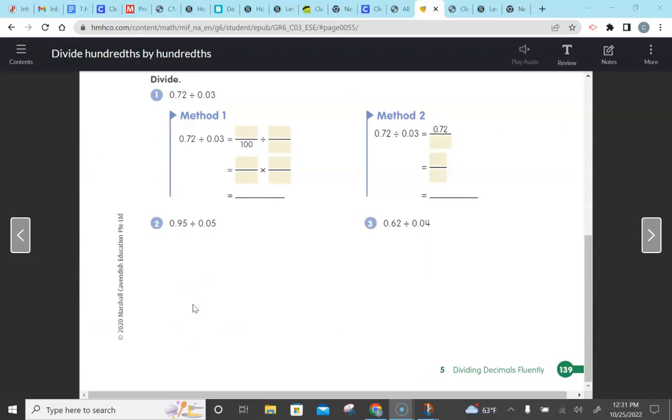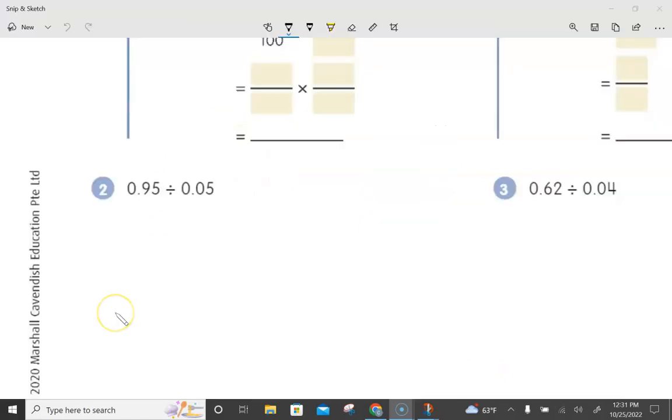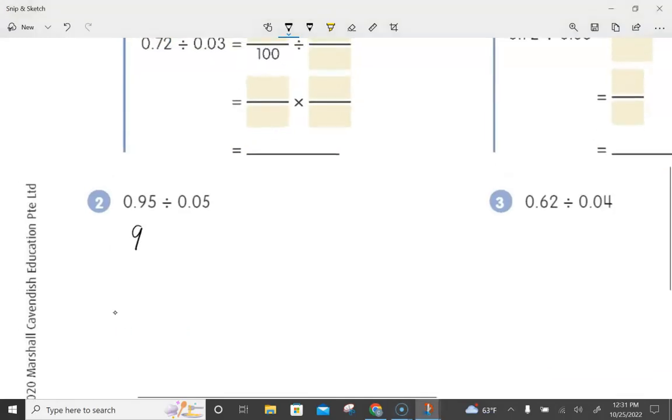Now we're going to flip over to page 139, and we're going to practice dividing hundredths by hundredths. Okay, so once again, we're going to change these into fractions here. So we have 95 hundredths divided by 5 hundredths. So how to write these as a fraction? So we have 95. And then I write my 1 there. How many digits to the right of the decimal? 2 digits, so I write 2 zeros to the right of my 1 for 100 there.